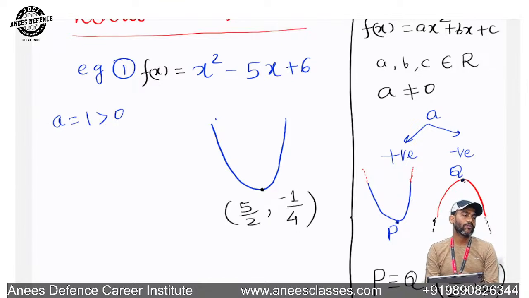Minus 1 by, what is d here? We are getting 1. 25 minus 24. So minus d will give you minus 1. And 4a is nothing but 4.